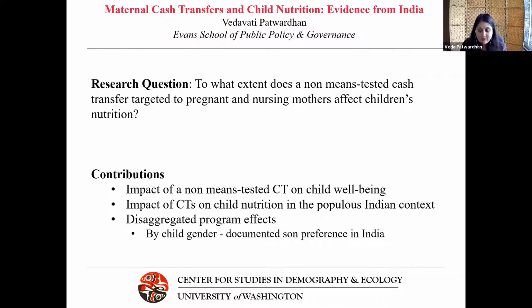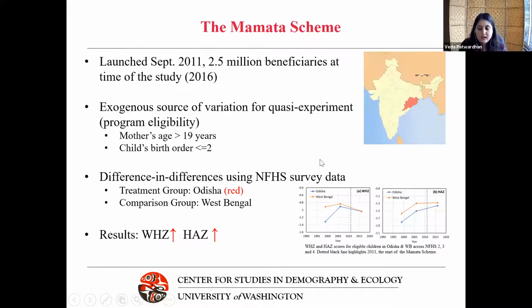And finally, in my paper, I look at disaggregated effects by child gender, which is important for contexts like India with documented son preference. So the CT program I look at is called the Mamta scheme. It was launched in 2011 in the eastern Indian state of Odisha, highlighted here in red. I use survey data from the DHS, which is called the National Family Health Survey in India, and a difference in differences strategy based on the program's eligibility criteria.